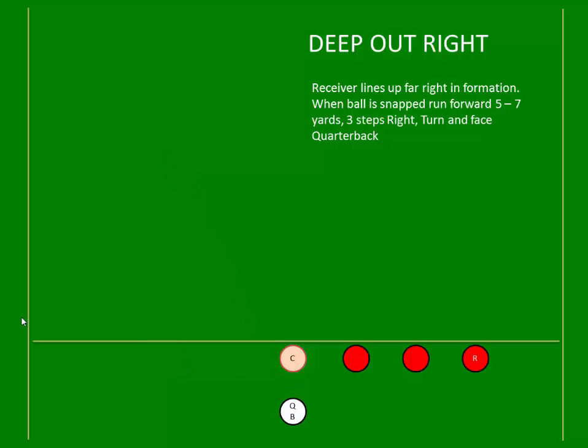Deep out right, up the field 5 to 7 yards, cut right, turn back to face the quarterback. Deep in right, up the field 5 to 7 yards, cut across, face the quarterback.